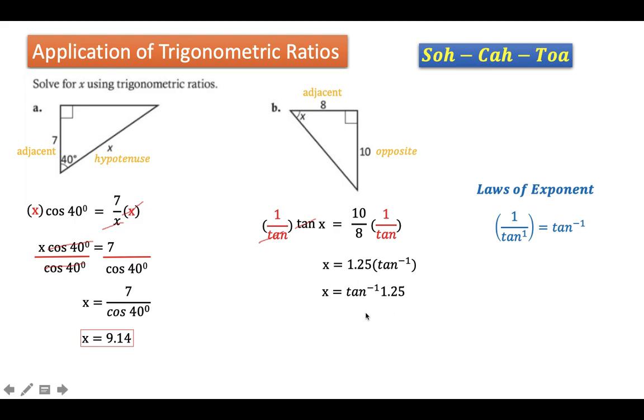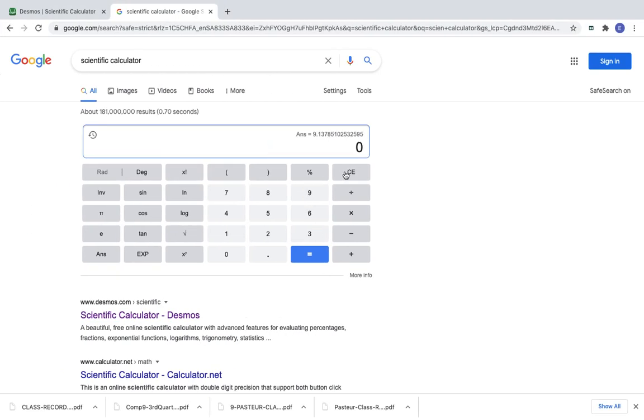Then from here, we need a calculator to solve for x. Tangent raised to negative 1 times 1.25. So notice that we cannot see any tangent raised to negative 1 here. You can click the inverse. Find the inverse button of your calculator or shift button, and the tangent raised to negative 1 will appear. Click this one, then the angle or 1.25.